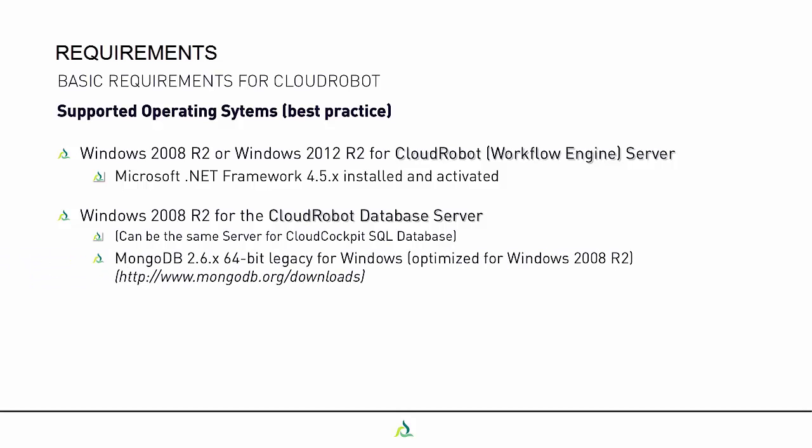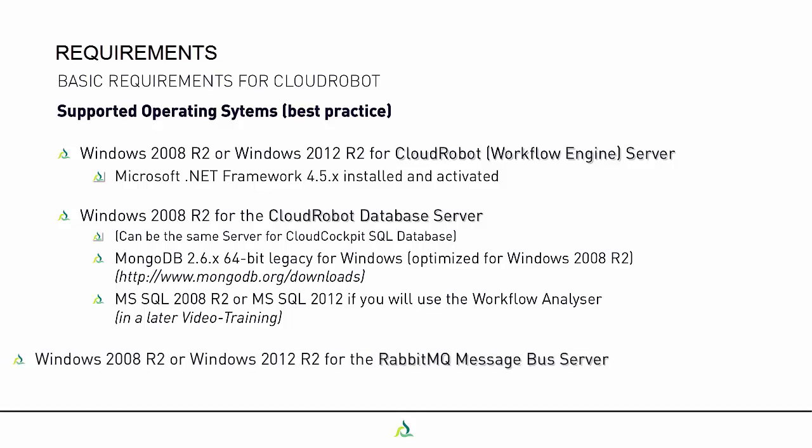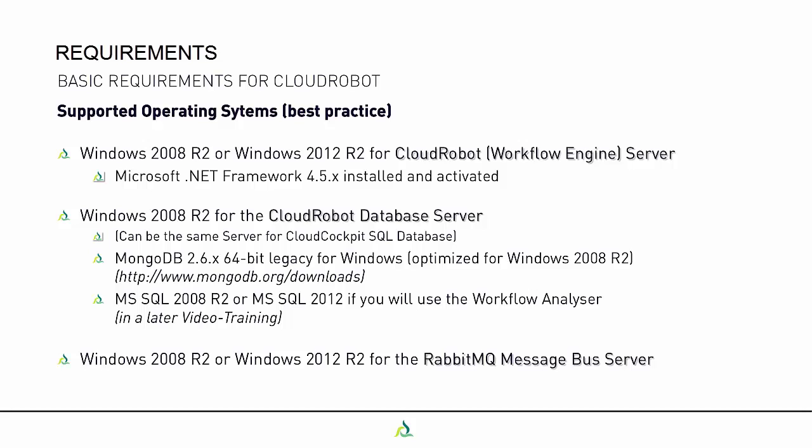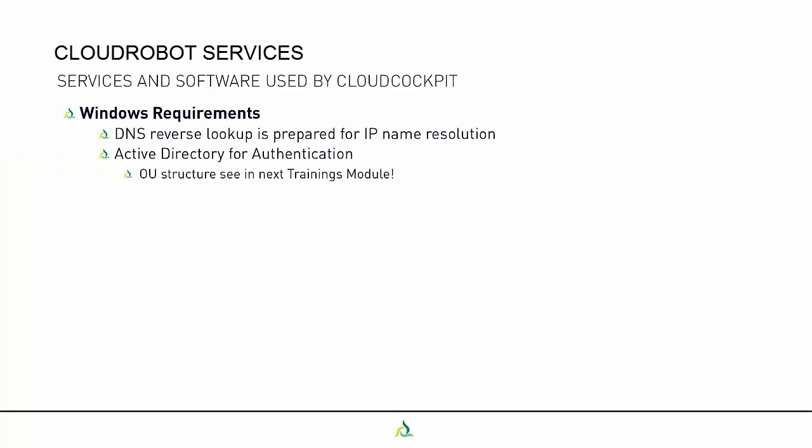The MongoDB, it must be version 2.6 or above, and it should run on Windows at this point. And if you can use the version that it's optimized for Windows 2008 R2, that's even better. And Microsoft SQL 2008 or 2012 if you use the workflow analyzer. And for RabbitMQ message, it can either run on Windows 2008 or Windows Server 2012. We need to have DNS reverse lookup prepared, Active Directory for authentication, so OU structure needs to be configured as well.